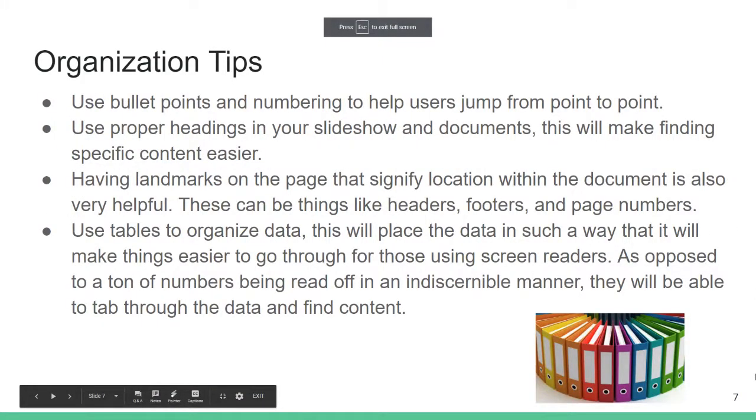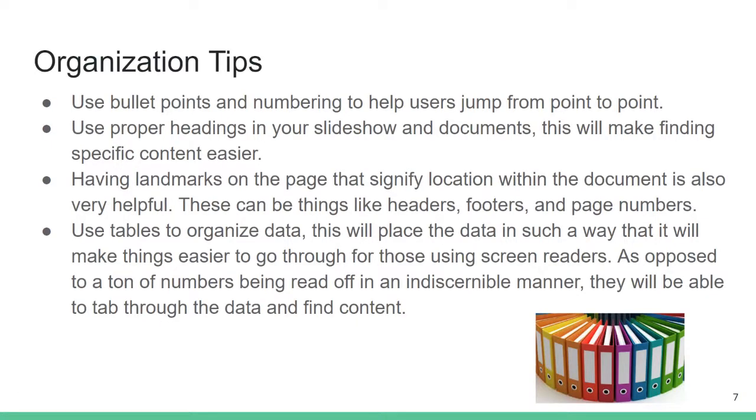All right, organization tips. Here's just a few tips that you guys can use to organize things to help out the accessibility of your media. So we're going to use bullet points and numbering to help users tab from point to point. We're going to use proper headings in your slideshow and your documents. This will make finding specific content easier, and that way they don't have to go through long bits of text and not be able to find stuff.